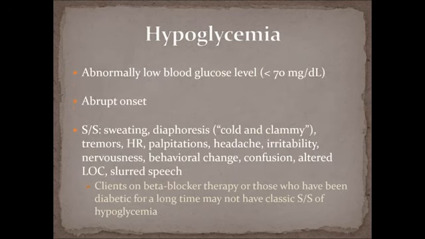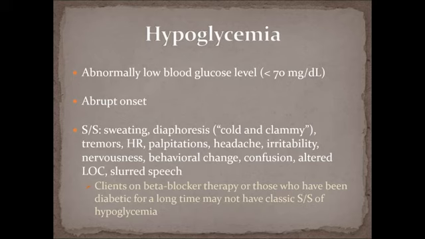So looking at hypoglycemia, by definition, it's an abnormally low blood glucose level, less than 70. Tends to have a very abrupt onset, and your signs and symptoms, they are classic. They might be sweating, very diaphoretic. We always call them cold and clammy. Years ago, we used to say cold and clammy, give them some candy because their sugar's low, we need to get it up. They might have tremors.